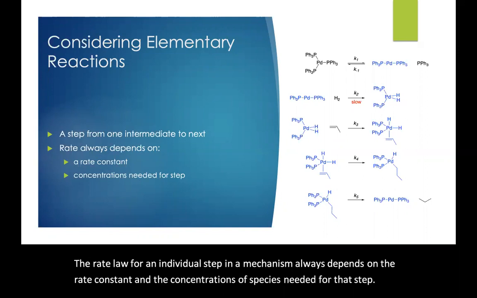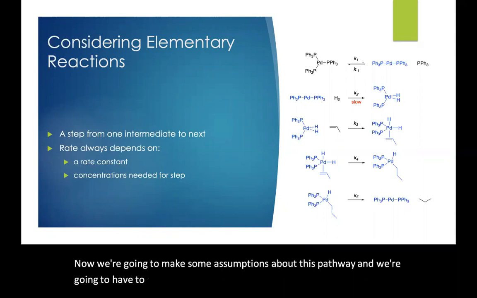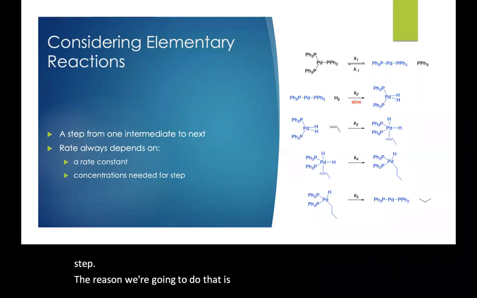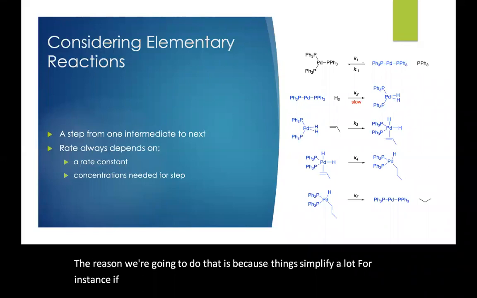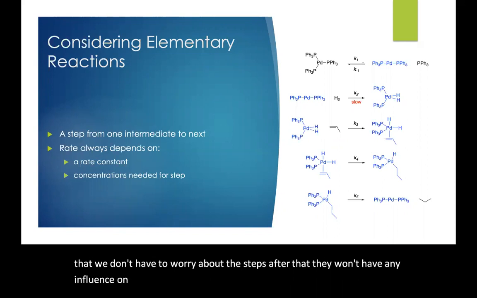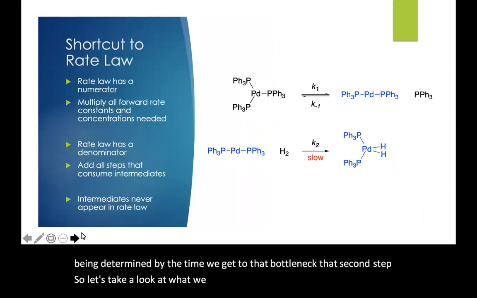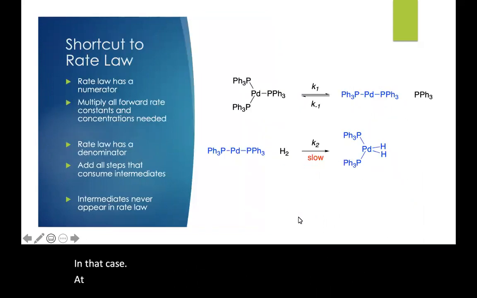Now, we're going to make some assumptions about this pathway. We're going to have to assume somewhere that there's a rate determining step. And the reason we're going to do that is because things simplify a lot. For instance, if we assume that that second step is the rate determining step, then we don't have to worry about the steps after that. They won't have any influence on the overall rate of the reaction because the rate of the reaction is being determined by the time we get to that bottleneck, that second step. So let's take a look at what we have in that case. Okay, so we only have these two steps now.